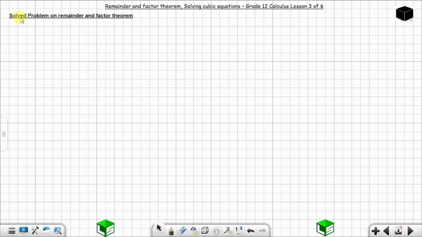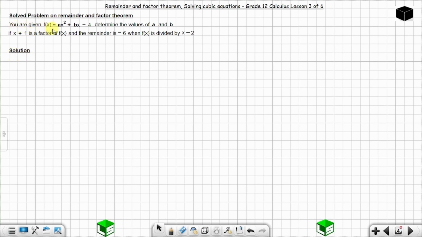Now let's solve a problem on remainder and factor theorem. You are given f of x is equal to ax squared plus bx minus 4. Determine the values of a and b if x plus 1 is a factor of f of x and the remainder is negative 6 when f of x is divided by x minus 2. So, solution: you are given f of x is equal to ax squared plus bx minus 4.